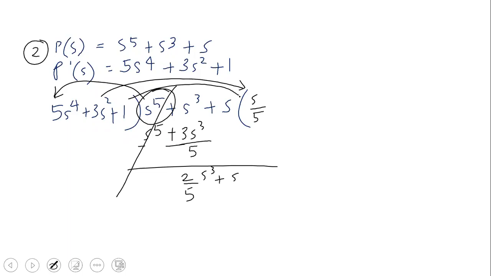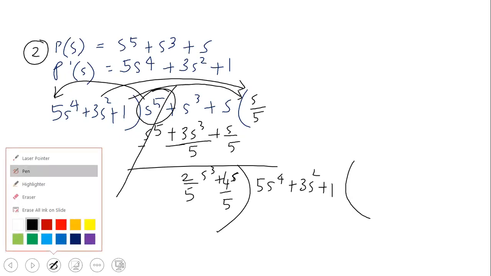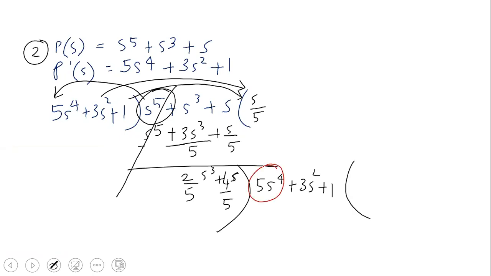I forgot to do this one. This will also multiply, so this will be nothing but s by 5. So if that is s by 5, this will be 4/5 times s. This is s, and this will become 5s raised to 4 plus 3s square plus 1. I hope the method is understood, because this has to be followed very nicely so that you don't make any mistake. Take this term, divide it by this. So the first term over here, tell me what's the quotient?